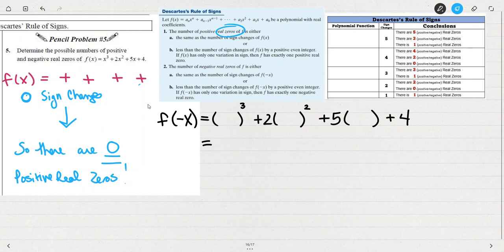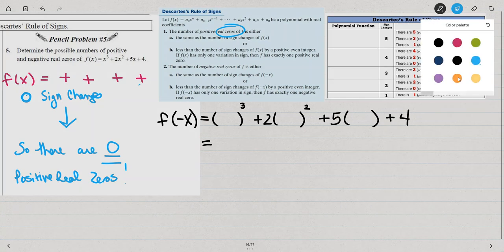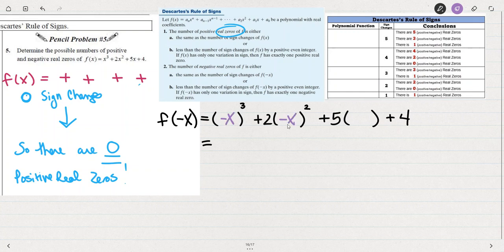To do that, we need to evaluate f of the opposite of x. So if f of x is x cubed plus 2x squared plus 5x plus 4, that was something cubed plus 2 times something squared plus 5 times something plus 4. If I replace that x with the opposite of x, be careful here. It doesn't matter what the exact value is. All I'm concerned with is whether it's positive or negative. I'll go ahead and write out the entire thing, but keep in mind that all I really need to know is whether each term is positive or negative.